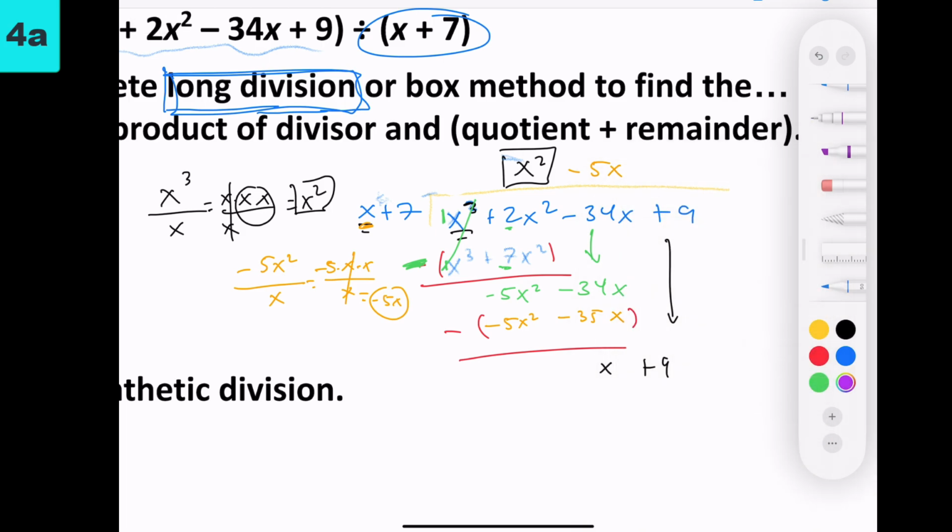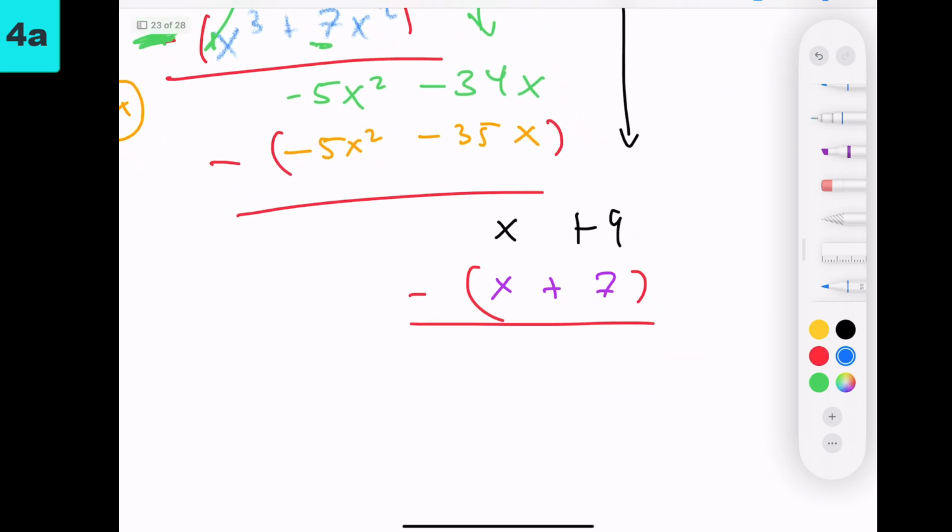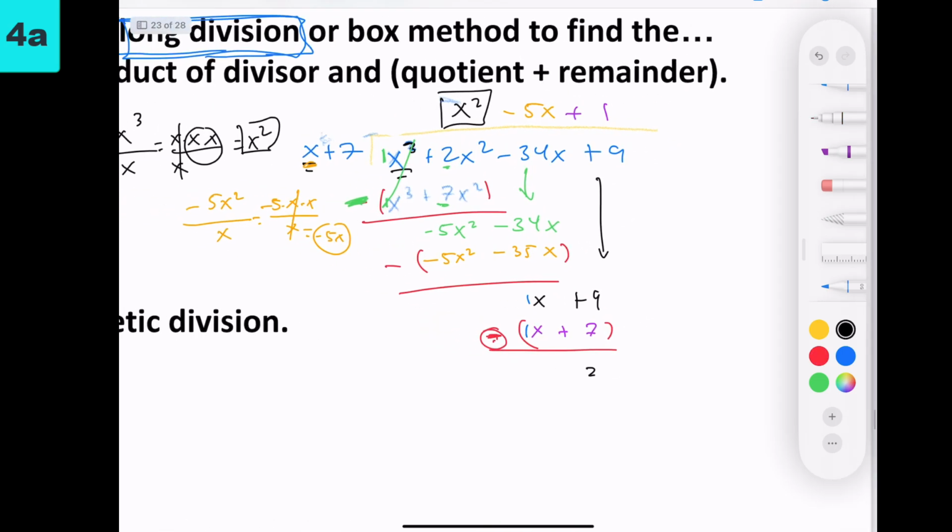And then now you're doing x goes into x, that'll just be 1s. So 1 times x, 1 times 7. We're going to subtract. Remember, that's 1 minus 1, 0x, and then 9 minus, got to go back here, minus 7 is 2, and that matches the other one.